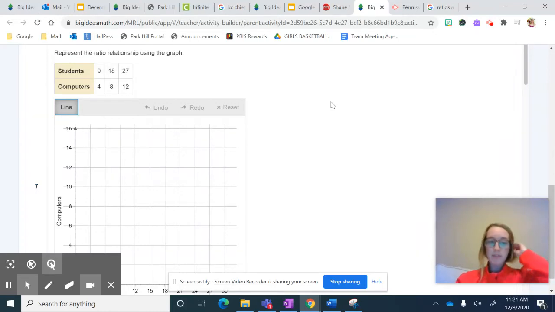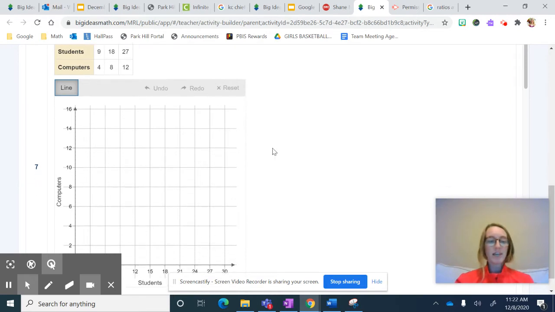Hi guys, this is problem 7, 8, and 9 on this study guide. So on your test, you will have to know how to graph these ratio tables. If you are an online student or a white day student, you're going to need to know how to do it on Big Ideas. If you're a red day student, you're going to be taking it on paper, so you will need to know how to do it just paper and pencil.